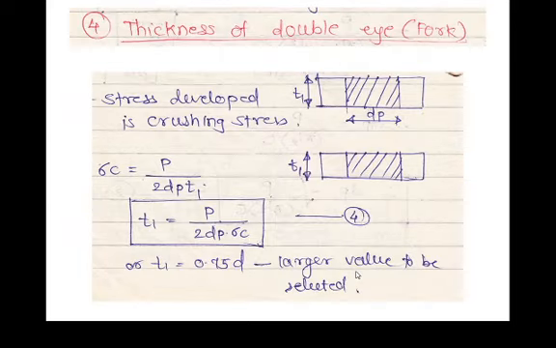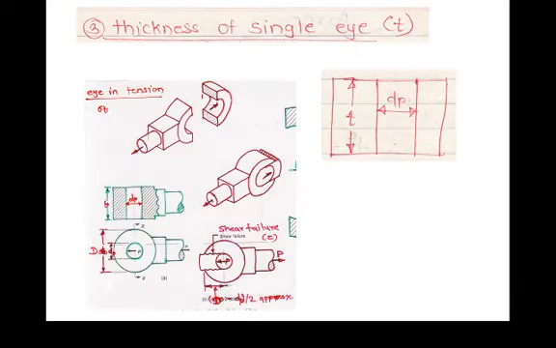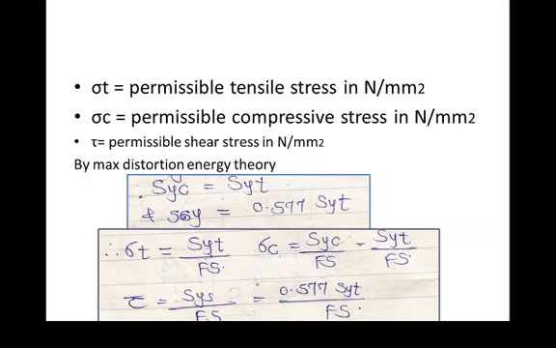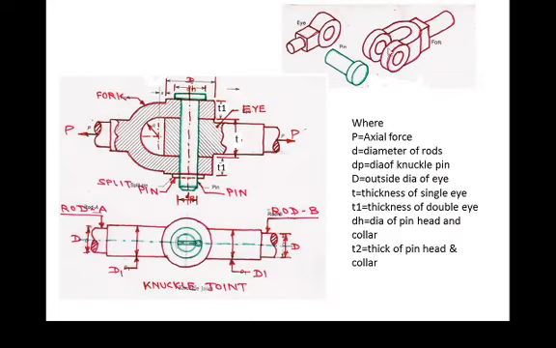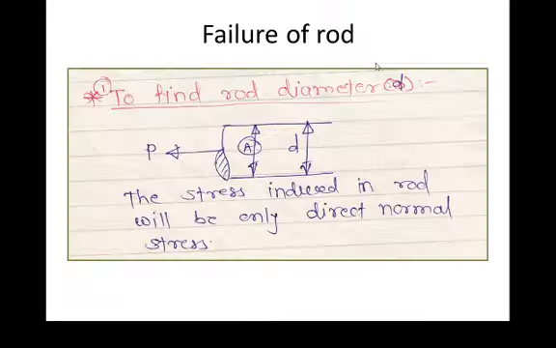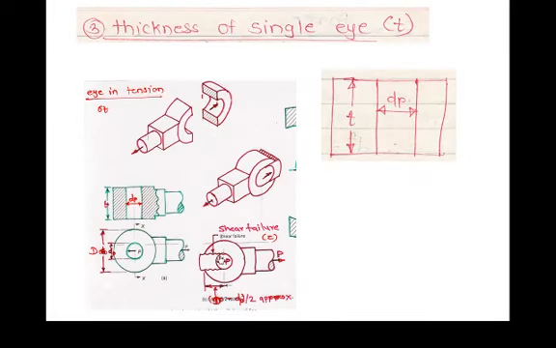Then the next one, that is thickness of your double eye, that is also called as a fork end. Single eye is also called as an eye end. Now double eye is also subjected to failures. Let us see this diagram. This double eye is subjected to the tensile failure, shear failure and crushing failure as in case of a single eye. Now let us see this single eye. This end is subjected to the crushing failure. Similarly double eye is also subject to the crushing failure.